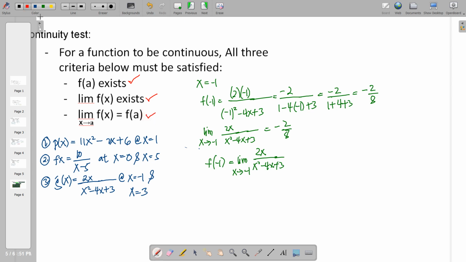Therefore, we can say that at x is equal to -1, it is continuous. Okay, so that's it for that problem.